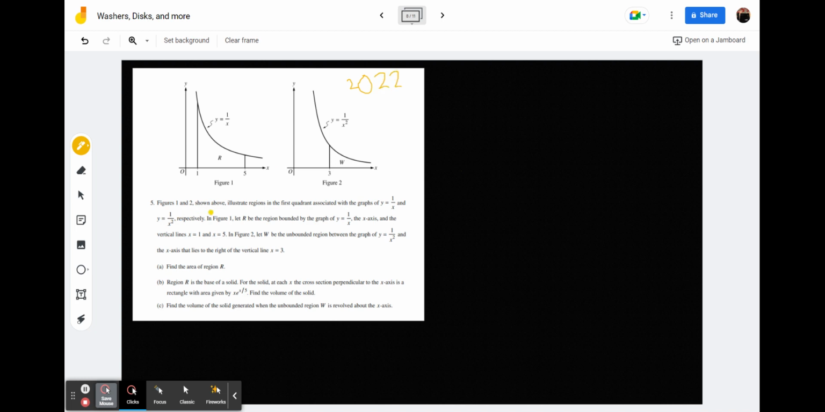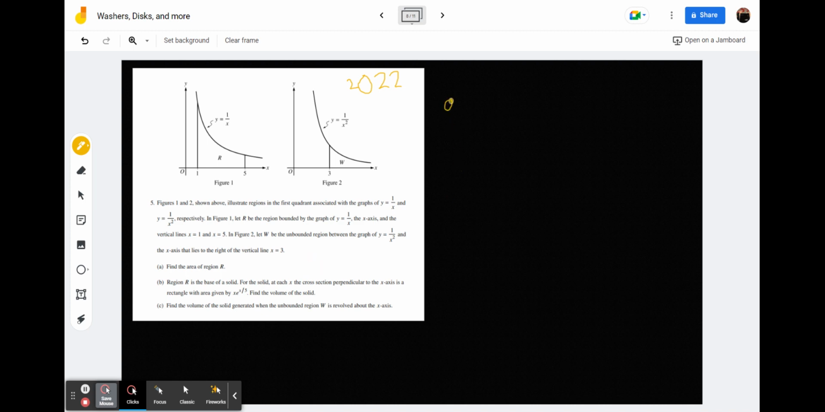In the figures 1 and 2 shown above, regions in the first quadrant are associated with the graphs of y equals 1 over x and y equals 1 over x squared. In figure 1, let R be the region bounded by the graph of y equals 1 over x, the x-axis, and the vertical lines x equals 1 and x equals 5. In figure 2, let W be the unbounded region between the graph of y equals 1 over x squared and the x-axis that lies to the right of the vertical line x equals 3.